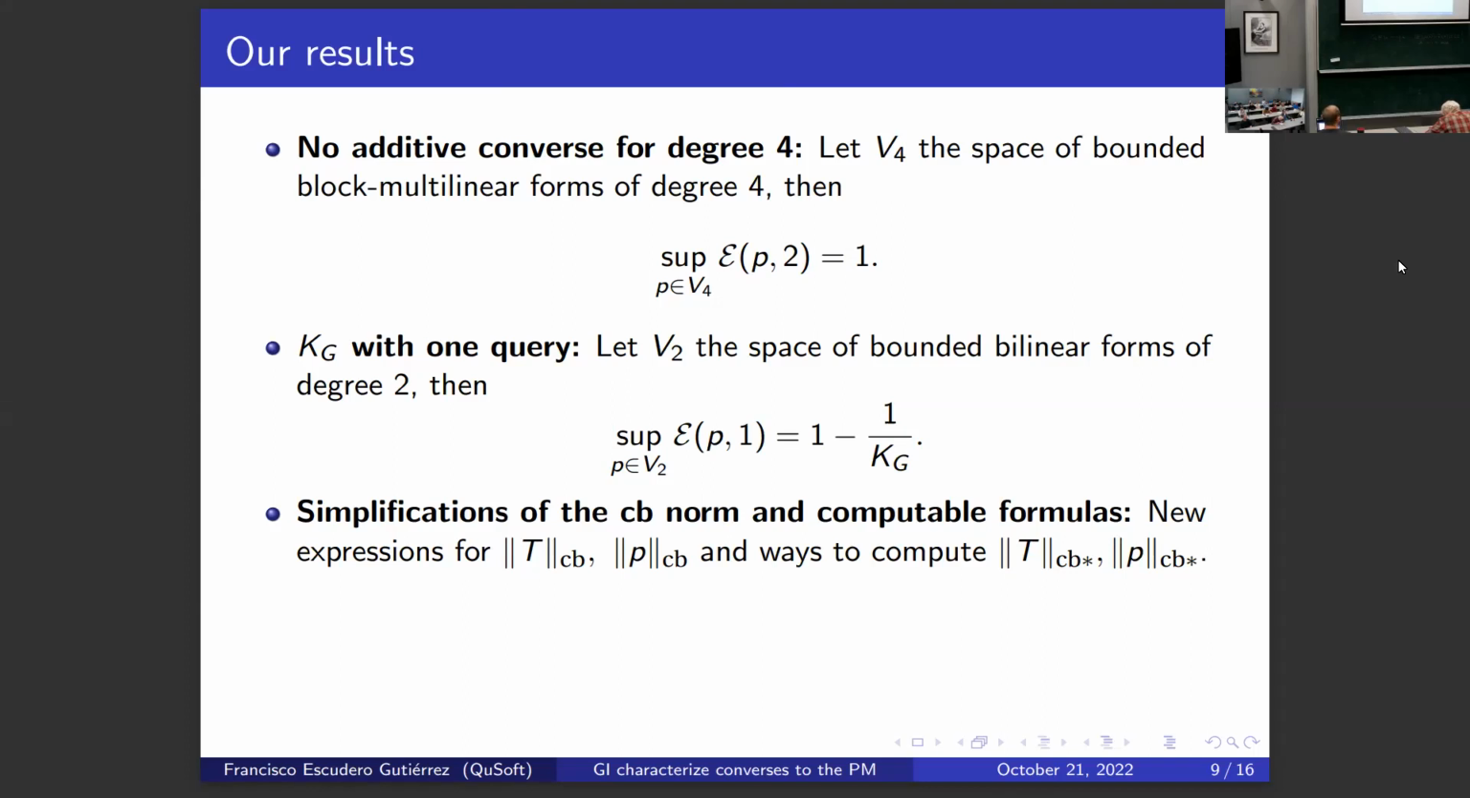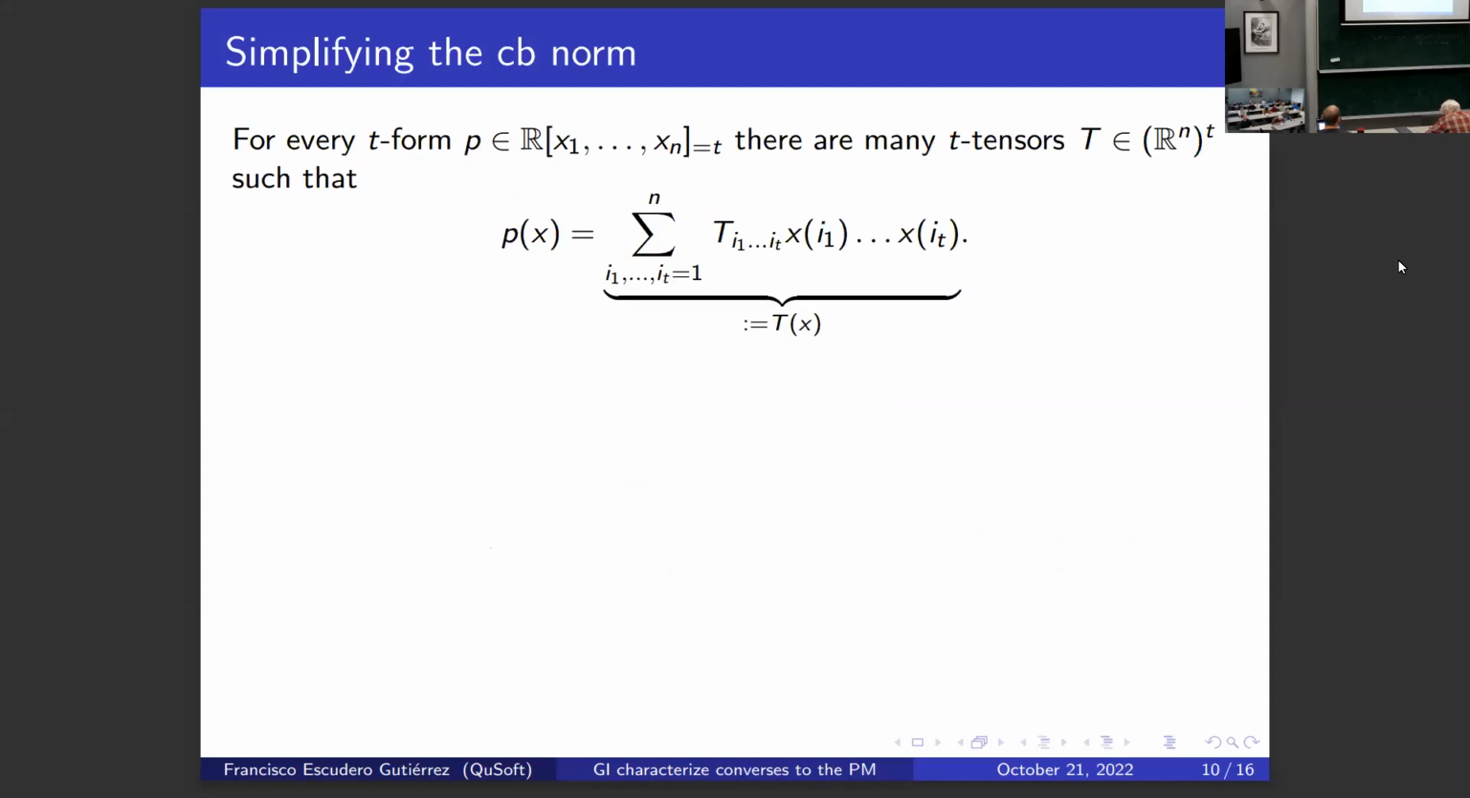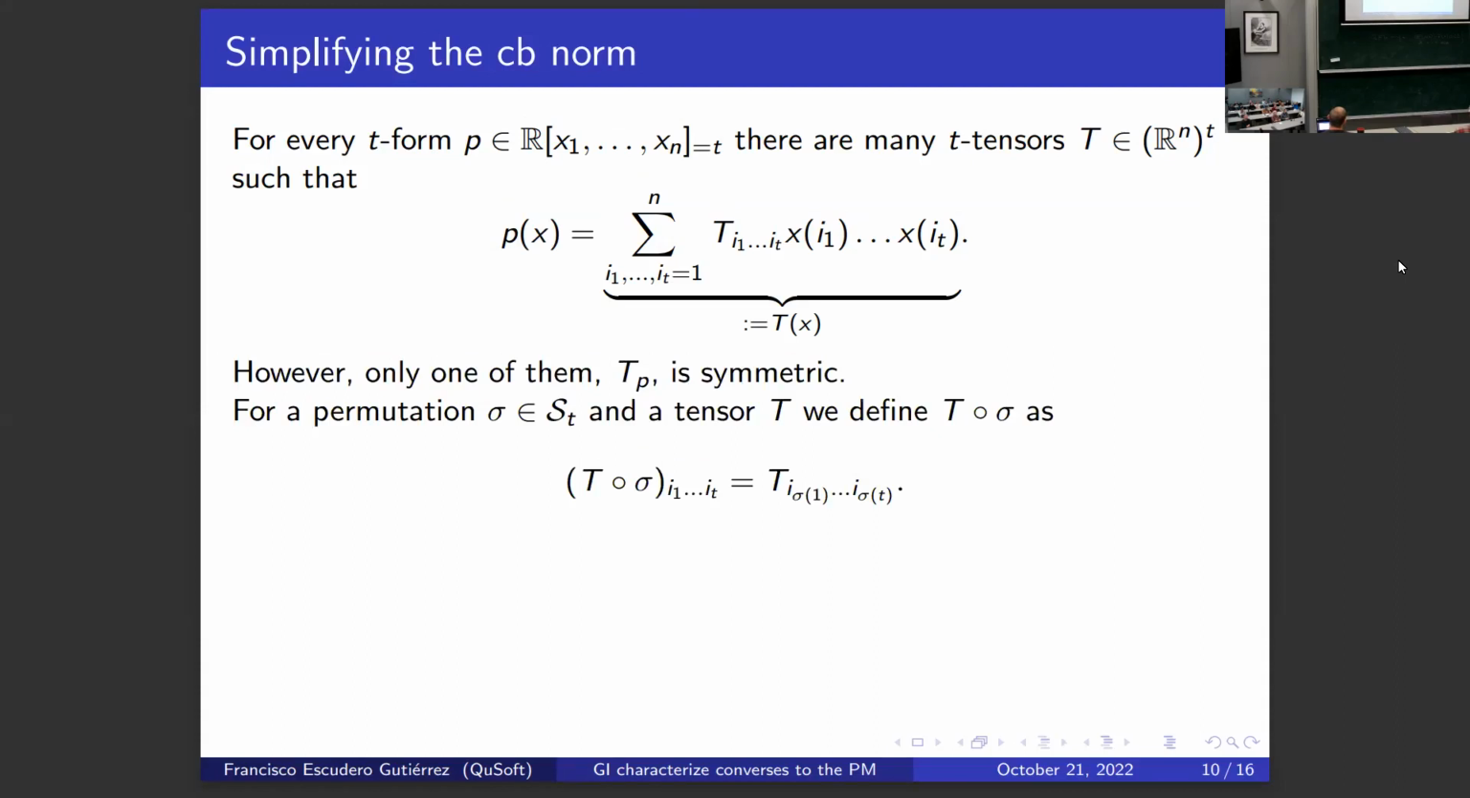Nothing else? Okay, so now I'm going to introduce the completely bounded polynomials, and first of all, I have to speak about notation. I am going to say that a T form is a polynomial that is homogeneous of degree T, and for every one of these polynomials, there are many tensors that are associated in this way to the polynomial, but only one of them is symmetric. What I mean by a tensor being symmetric, this symmetric tensor, I'm going to call it TP, is the following. First of all, I'm going to introduce what is the permuted version of a tensor. If you have an element of the symmetric group, a permutation of T elements.